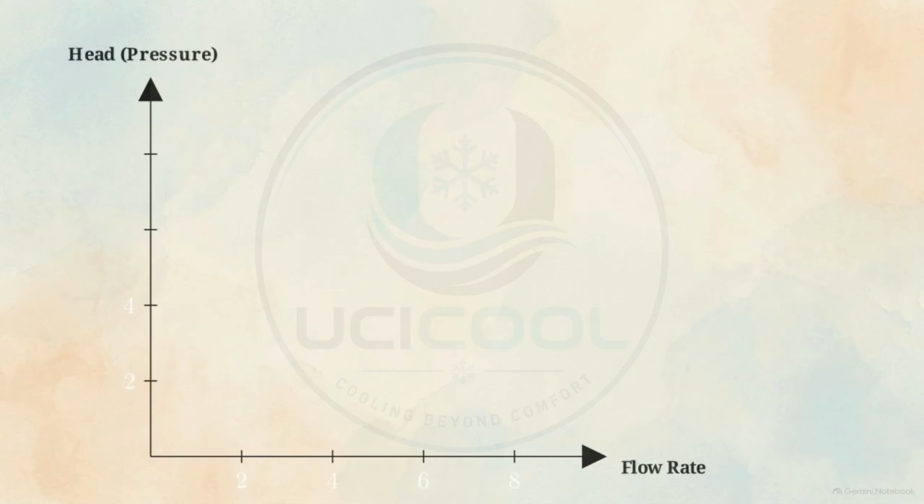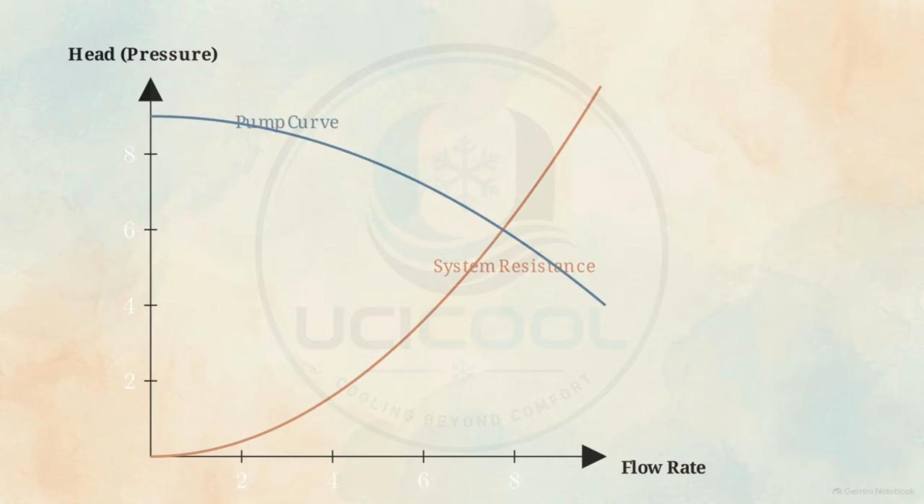This graph maps the dynamic relationship between those two variables. First, we plot the system resistance. As flow rate increases through a fixed network, the friction pushing back increases exponentially. Next is the pump performance curve. As the pump attempts to deliver a higher volume, the maximum pressure head physically drops. The exact intersection is the operating point.